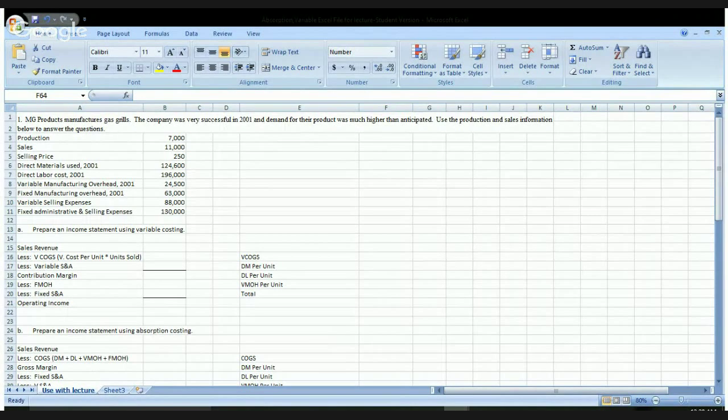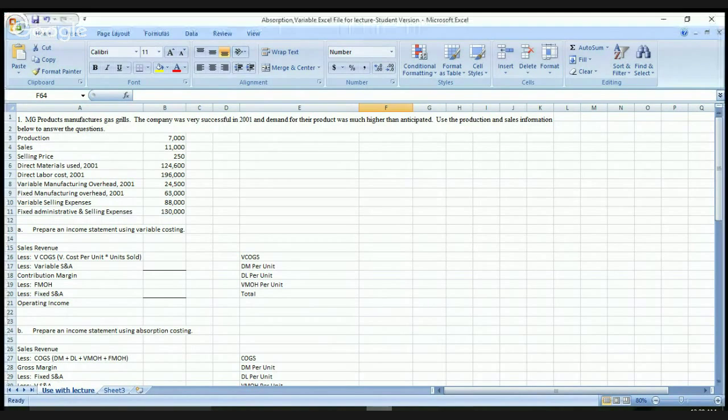We are going to start with the MG Products example. If you pull up in Blackboard, you will see the Excel spreadsheet that looks just like this. The only difference is you don't have the information typed into that. You can get that from the lecture notes from the ones that we did not follow in the lecture that I put up late earlier today.